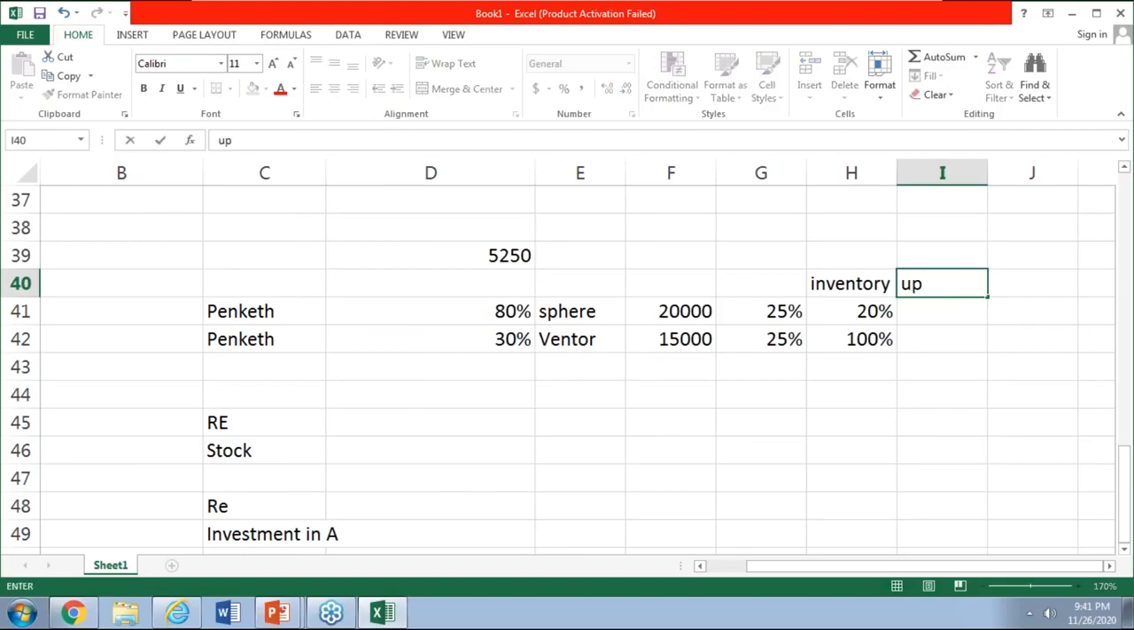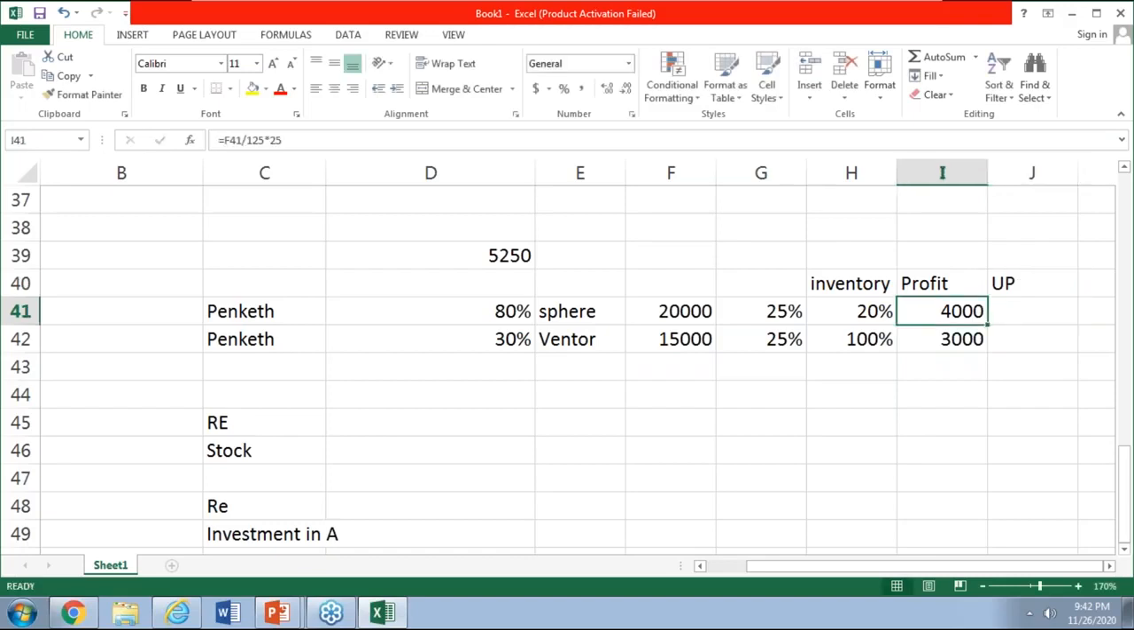Unrealized profit in this situation: let's first calculate the profit in this question. The profit in this situation will be 20,000 divided by 125 multiplied by 25. So 4,000 is the amount of the profit. Then 15,000 divided by 125 multiplied by 25, not 20, 3,000.